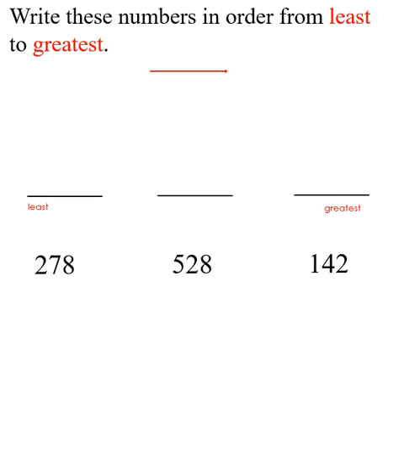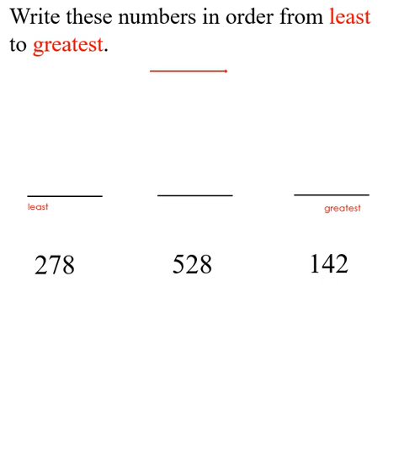This time we have to write the numbers in order from least to greatest. This arrow helps me remember that I'm going from my smallest number to my biggest number. So from least to greatest. I always look at the hundreds place first because hundreds are worth more than tens and ones. This one I have 2 hundreds, this one I have 5, and this one I have 1. I know that 1 is smaller than 2 and 5, so 142 has to go first.